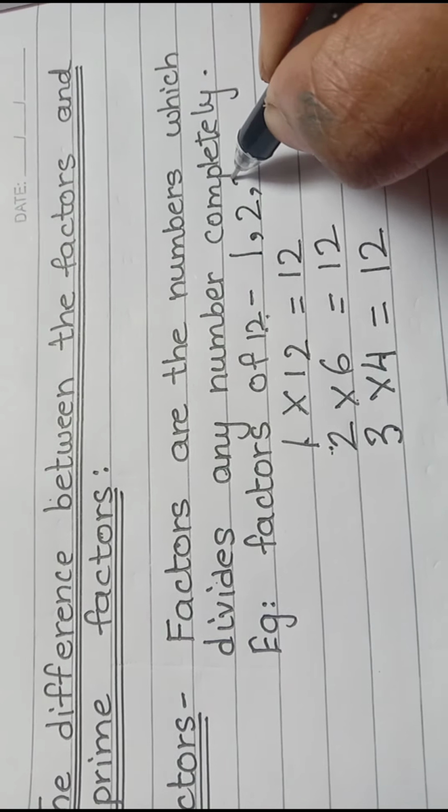Okay, but if you say prime factors, what are prime factors? Now see here, prime factors are the factors of a number that are also prime numbers. That means prime factors are factors. They also divide any number completely. But prime factors are only and only prime numbers. What are prime numbers? Prime numbers are the numbers which have only two factors, 1 and the number itself. That means in easy language, prime numbers are the numbers which go only in their own table.